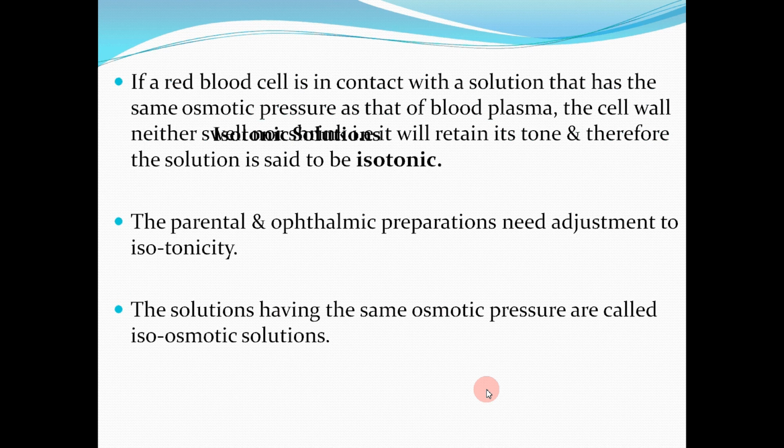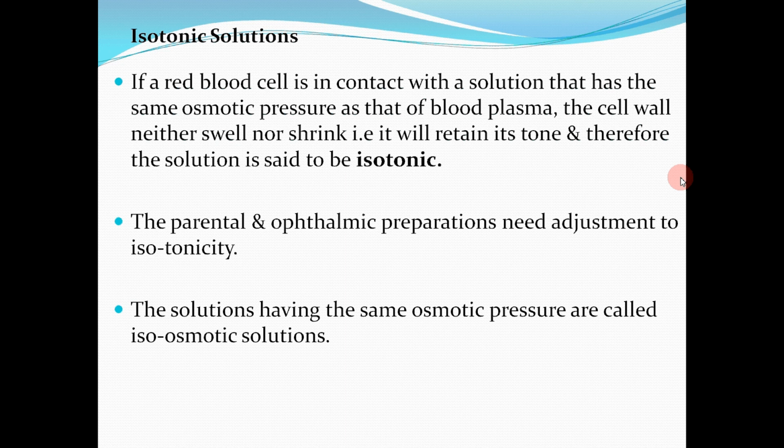So the next part is isotonic solution. If a red blood cell is in contact with a solution that has the same osmotic pressure as that of blood plasma, the cell neither swells nor shrinks. That is, it will retain its tone, and therefore the solution is said to be isotonic. See what they have given: if a red blood cell is in contact with a solution that has the same osmotic pressure.